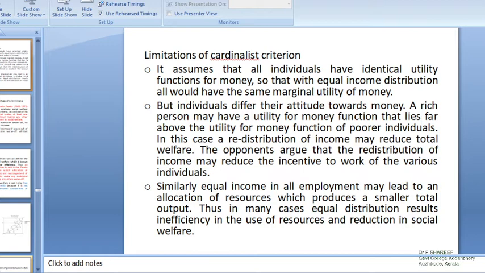Similarly, equal income in all employment may lead to an allocation of resources which produces a smaller total output. Thus, in many cases, equal distribution results in inefficiency in the use of resources and reduction in social welfare.